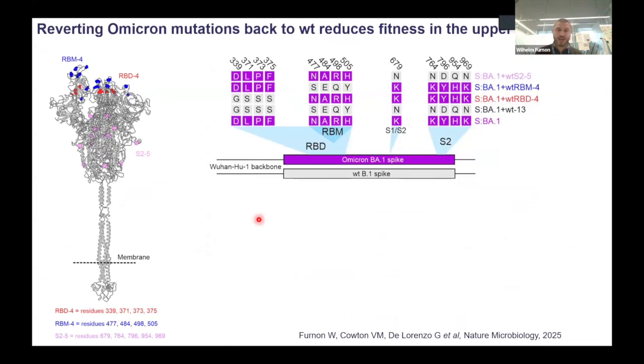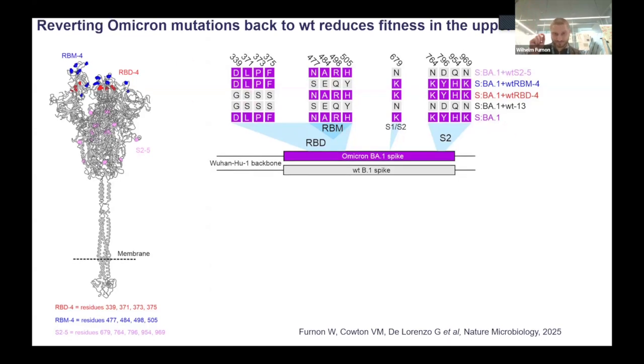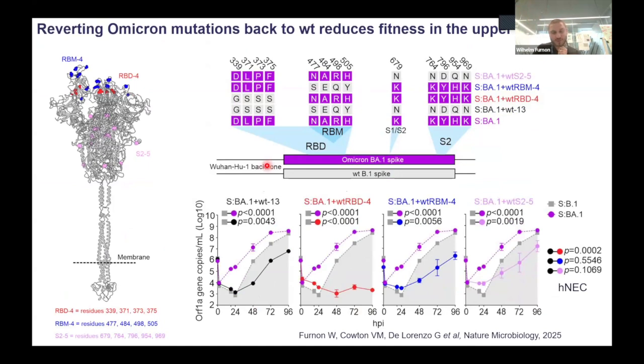Then we took the approach the other way around, starting from the Omicron BA.1 spike that we know does confer the phenotype, and reverting these residues back to wild type, either all together or again in clusters. What was really striking is that from the moment you start reverting some clusters or all of them, you lose this replicative fitness in airway cultures drastically compared to the Omicron control spike.